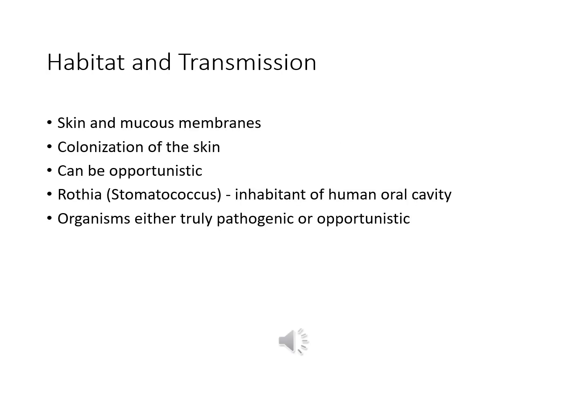Staphylococcus or staph can inhabit skin and mucous membranes. They can also colonize the skin, and they can also be opportunistic. Rothia, again formerly known as Stomatococcus, is an inhabitant of the human oral cavity. Organisms are either truly pathogenic or they can be opportunistic. So opportunistic organisms usually are those that will infect immunocompromised patients.